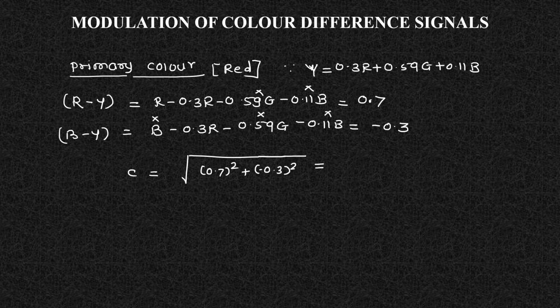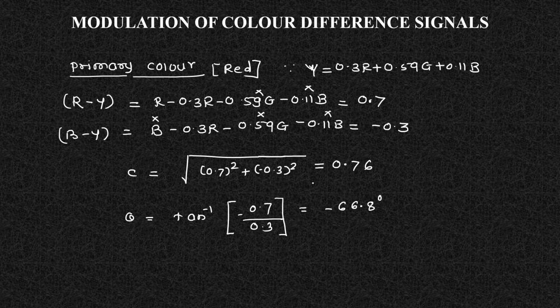So it gets 0.76. So if I'm going to find out the resultant for this one, it will be 0.76. What about theta? Tan inverse of (R minus Y) over (B minus Y), which is nothing but 0.7 divided by 0.3, which will be minus. Okay? So if I'm going to find the tan inverse of this particular angle, which is nothing but 0.7 divided by 0.3, it comes here to 66.8, and that angle will be a negative angle, so minus 66.8 degrees.